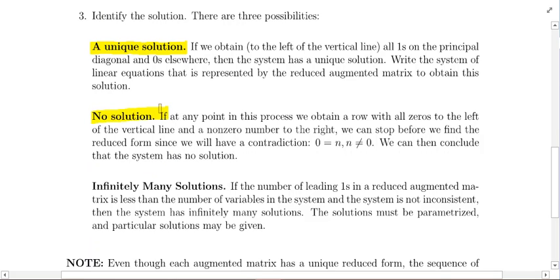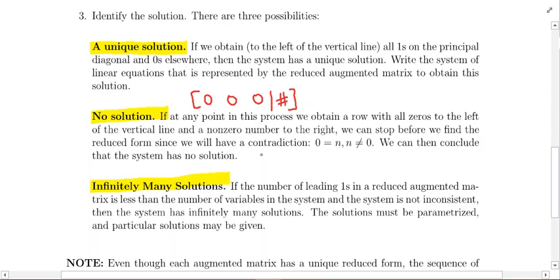If there's no solution, remember how you identify that. You're going to see in your matrix that one of your rows will have zeros to the left of the vertical bar, and then you'll have some non-zero number to the right of the vertical bar. So that's telling you, if you translated it back into an equation, it wouldn't make sense, so that's no solution.